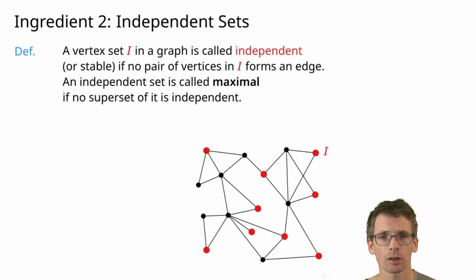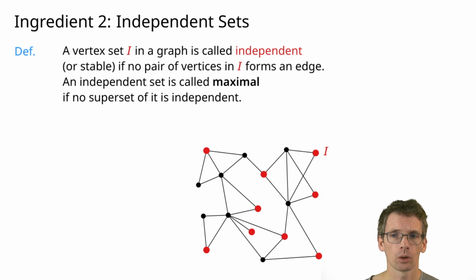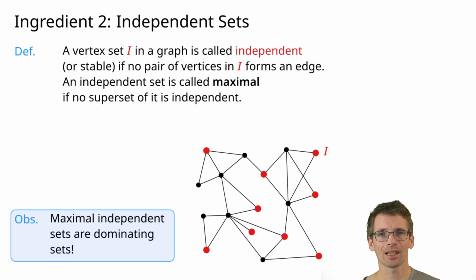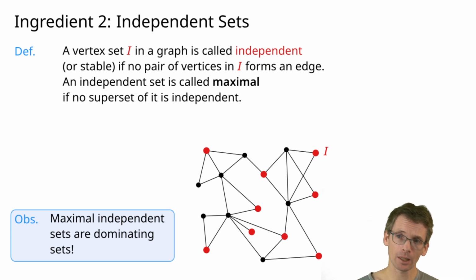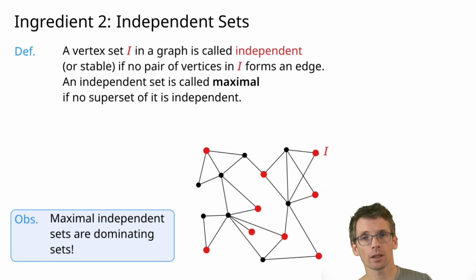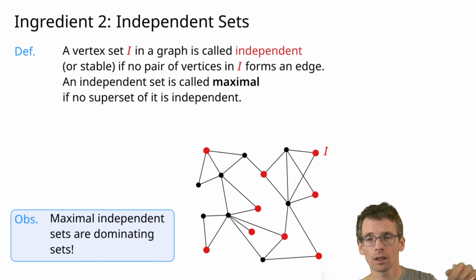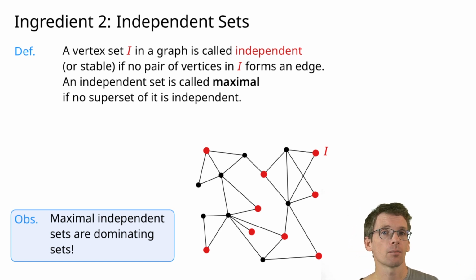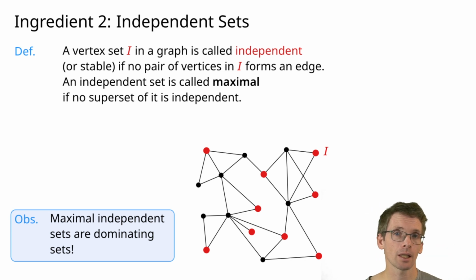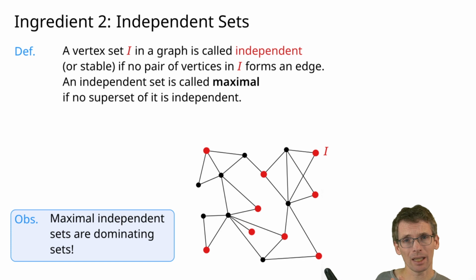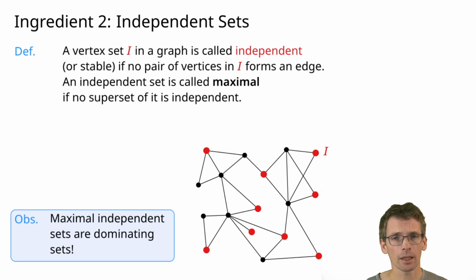And why are maximal independent sets interesting? Because they are also dominating. Any maximal independent set is a dominating set, which is easy to see because assuming I have a maximal independent set which is not dominating, that means there is a vertex which is not adjacent to any of the vertices that I have so far, but then I can simply add it to my independent set and get a larger independent set.